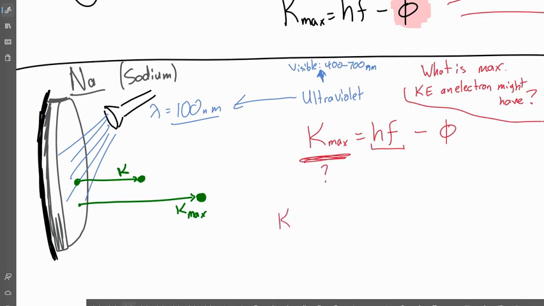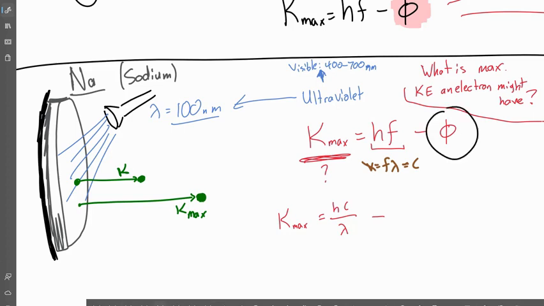Okay, so if we're trying to solve this, K max equals hf, but we don't have frequency, we have wavelength. So remember, we can turn that into hc over lambda by relating that velocity is equal to frequency times wavelength, but velocity for the speed of light is c. Okay, so we can relate that there. Minus our work function.